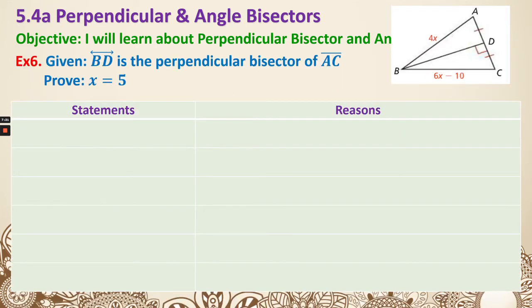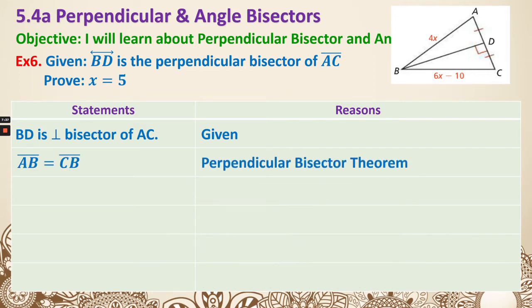Next, we have a proof, example 6. We know given BD is the perpendicular bisector of AC, we're trying to prove x equals 5. First, that's a given piece of information. BD is the perpendicular bisector of AC. Next, from that, we would know AB is the same as BC. So that is from perpendicular bisector theorem, which says any point on the perpendicular bisector is equal distance to both endpoints.